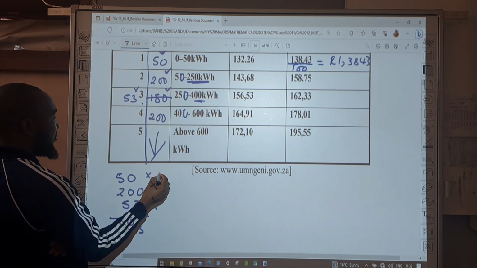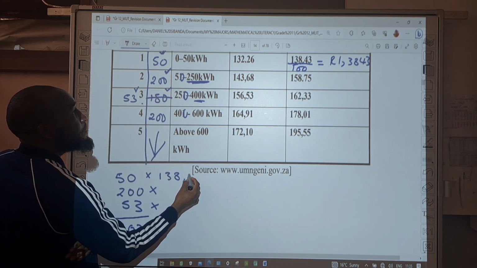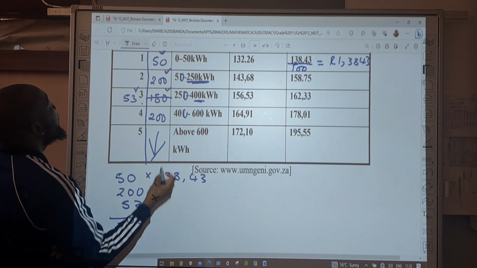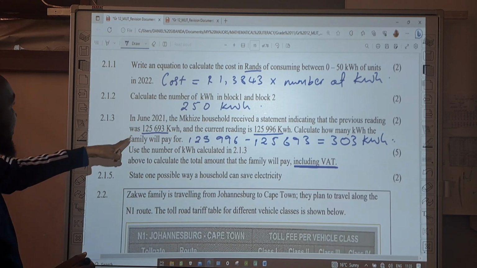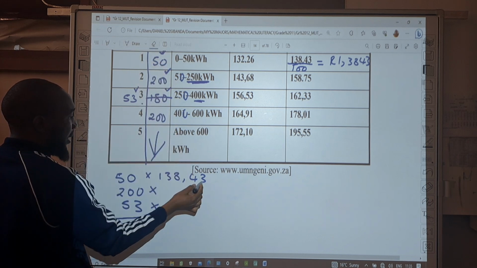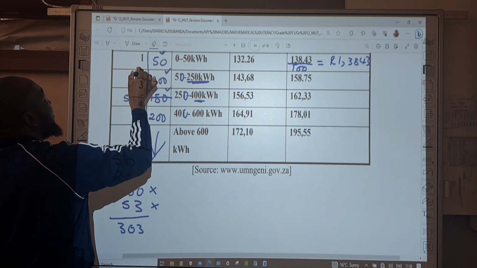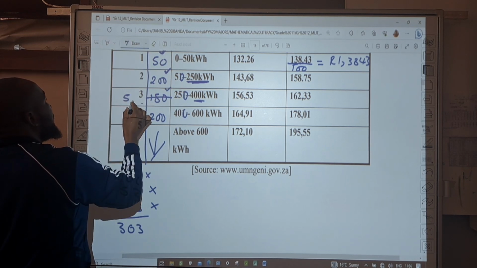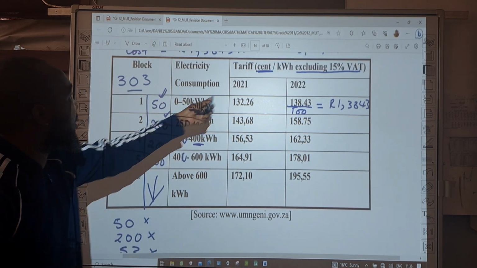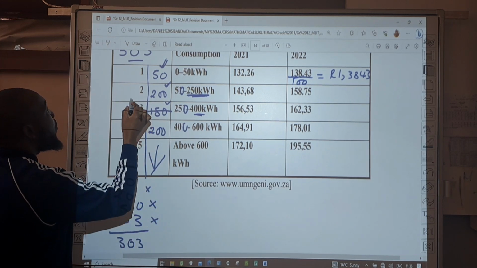So now for the first block. No, this is the year 2021. Be careful, they say year 2021. Let us be careful about that. Technology sometimes comes with these. So this is our year 2021, and we are going to multiply by the year 2021 tariffs.